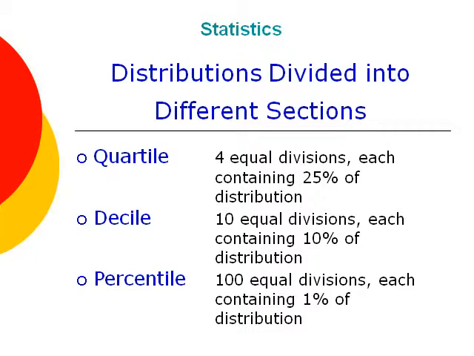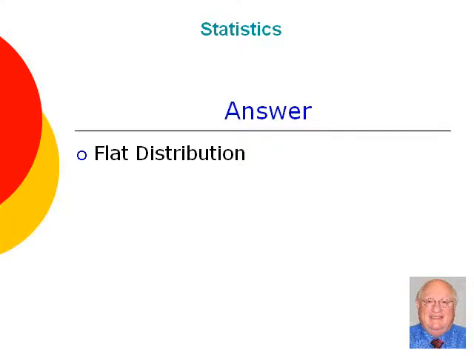Before going to the next slide, see if you can answer this question. What is the shape of a distribution of quartiles or percentiles? The answer is that the distribution has a flat shape. The distribution of quartiles or any other division of a distribution into equal portions would be flat because there would be the same number of individuals at each segment or at each division of the distribution.